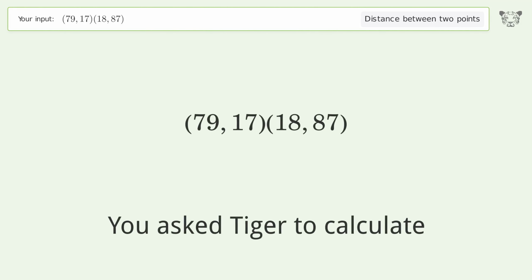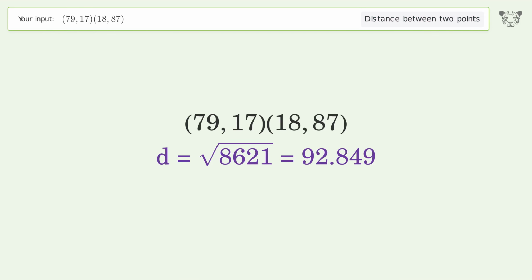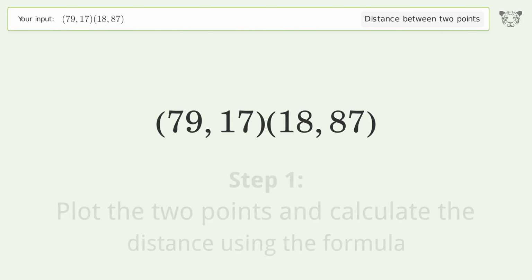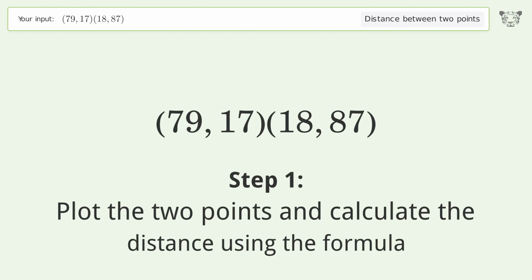You ask Tiger to calculate. This deals with the distance between 2 points. The distance between the 2 points is the square root of 8,621 or 92.849. Let's solve it step by step. Plot the 2 points and calculate the distance using the formula.